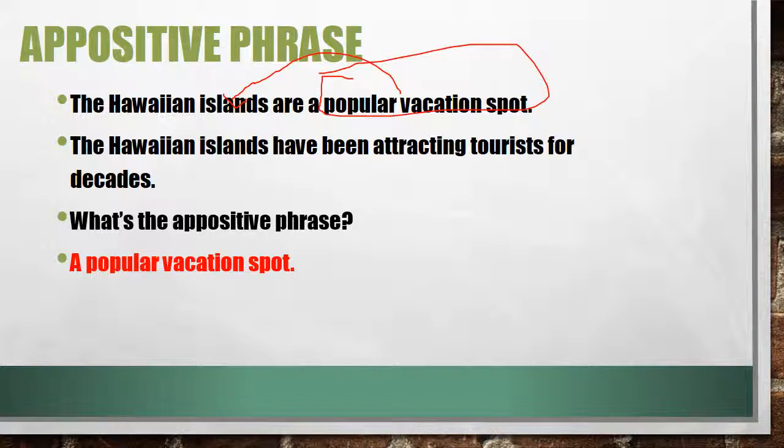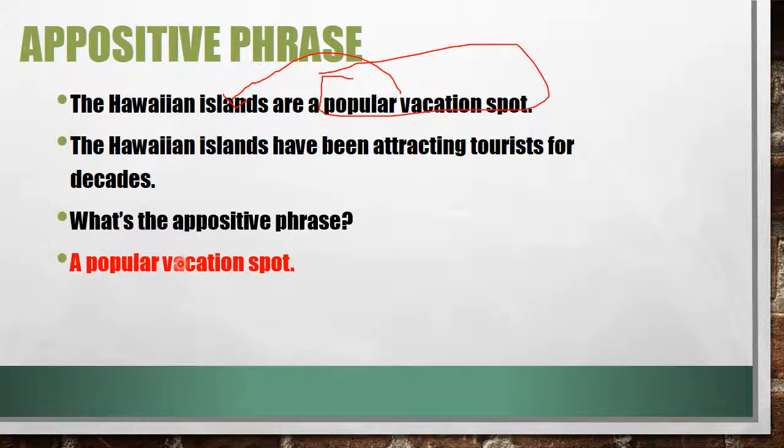A popular vacation spot. So we're going to need to put it in this sentence right here. Let me get my laser. So once we've pulled out the appositive, a popular vacation spot, we've got to find a perfect spot for it in this second sentence here. And where do we always put the appositive? Think about it. Do you remember? That's right. The appositive has to go right next to what it's describing.